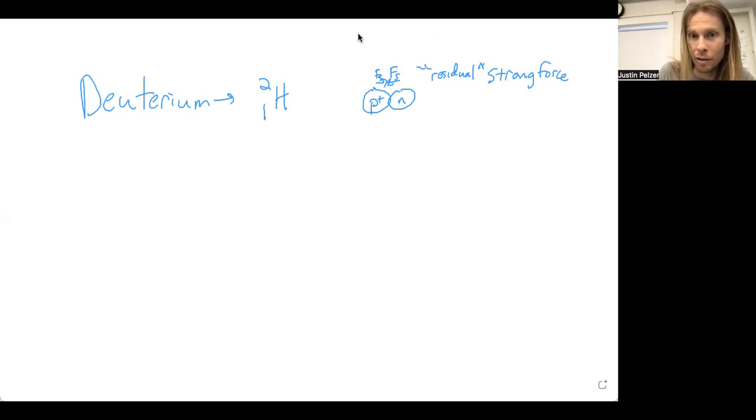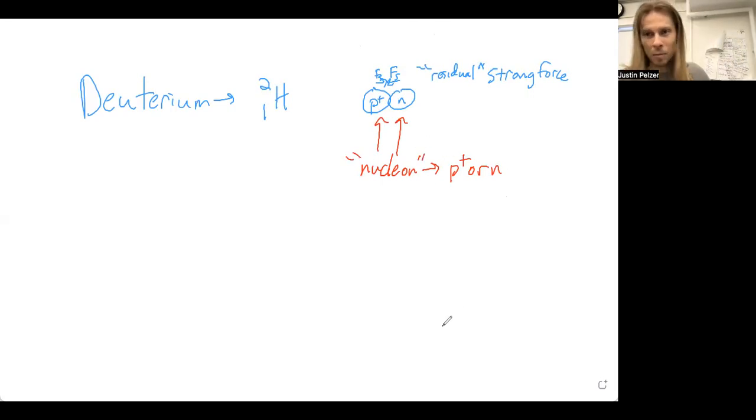A nucleon is that which makes up a nucleus. It's a proton or a neutron. That's just what a nucleon means. So this is the nucleus of a deuterium atom. We're just looking at the nuclei. The study of the nuclei of atoms is what we're doing here.